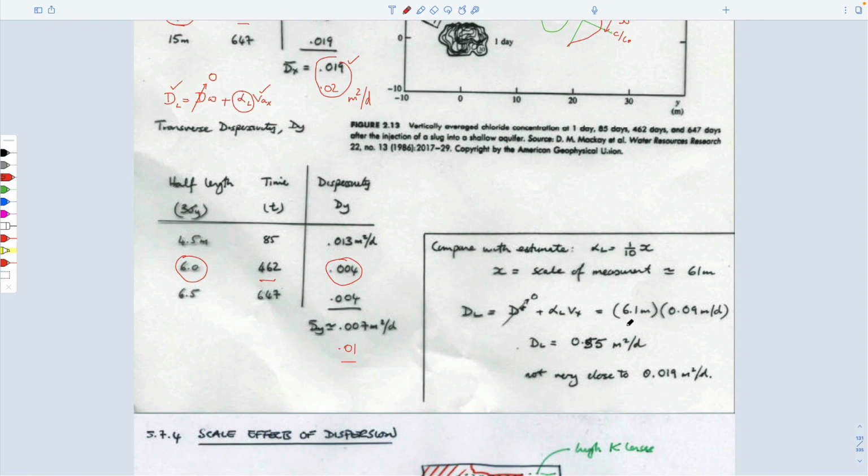Well, this is the calculation here for a plume that's 6.1 meters long, multiplied through by the advective velocity, which we had on the top of this page here, which is 0.1 meters per day. We end up with a predicted dispersivity of 0.55 meters. So by using that equation of a tenth of the length of the plume, we end up with a magnitude of this, 0.55 meters squared per day.